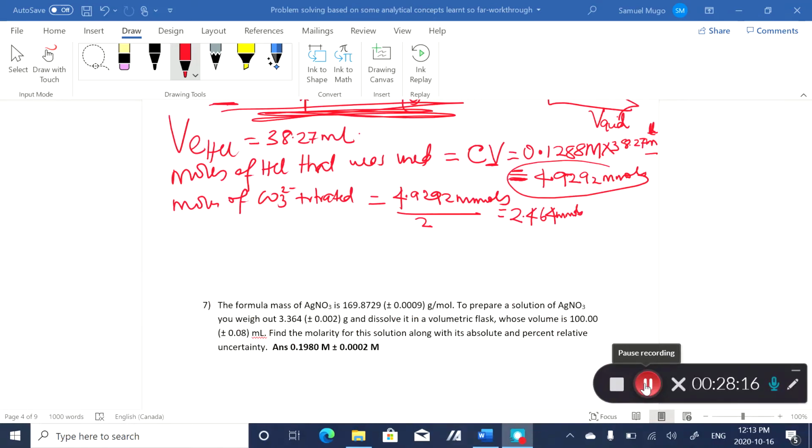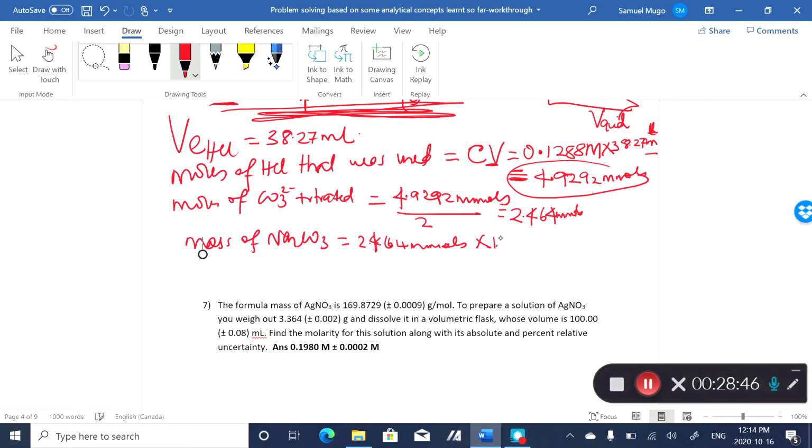So now that you know the number of moles, you can calculate the mass of the carbonate, or the sodium carbonate, that is present in the sample. So it's going to be 2.464 millimoles, and then I would multiply it, of course, by the molecular weight. And the molecular weight of sodium carbonate, if you check, is equal to 105.988 milligrams per millimole.